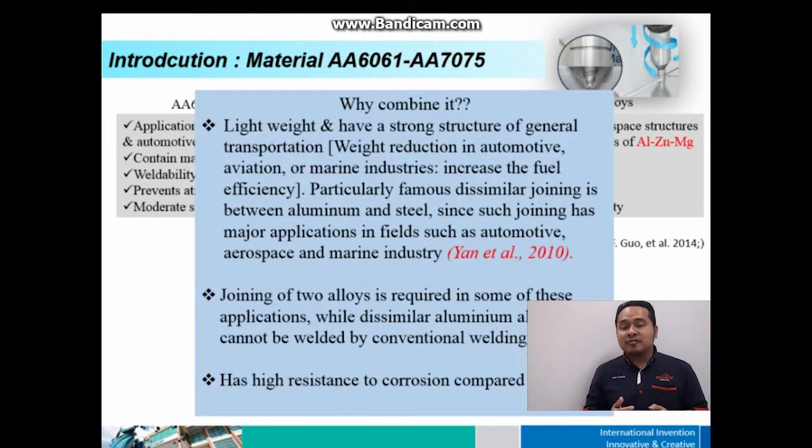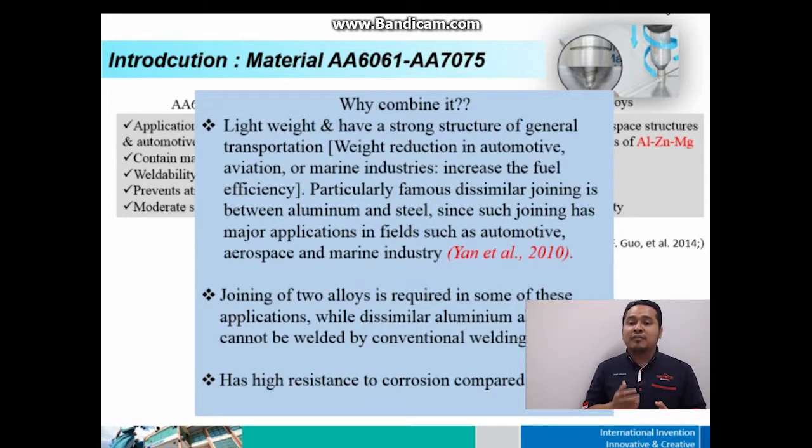Why do we join aluminum alloy 6061 and aluminum alloy 7075? First, aluminum 6061 is applied in shipbuilding, aircraft structures, and automotive parts. It contains major alloying elements of aluminum, magnesium, and silicon. It has good weldability, good toughness, and surface finish, prevents atmospheric and galvanic corrosion, and has moderate strength of around 370 megapascal.